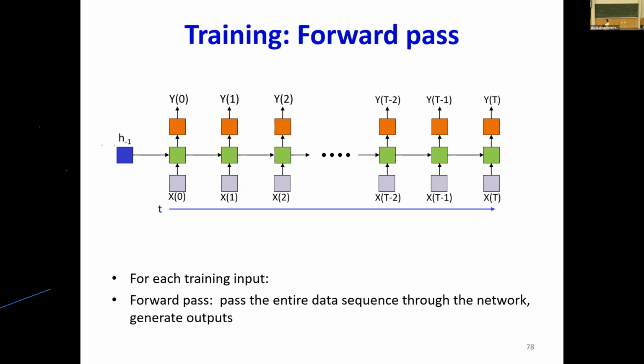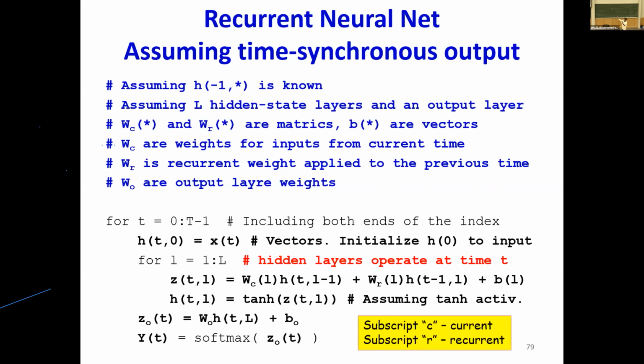So in the forward pass, for each training instance, you're going to pass the entire data sequence through the network, and you're going to generate all of these outputs Y. This is just the pseudocode for it. As you can see, you're going through time, t going from 0 to t-1 in this case. At each time, I've set the hidden state at time 0 to be the input itself just for convenience. You're going through the layers.